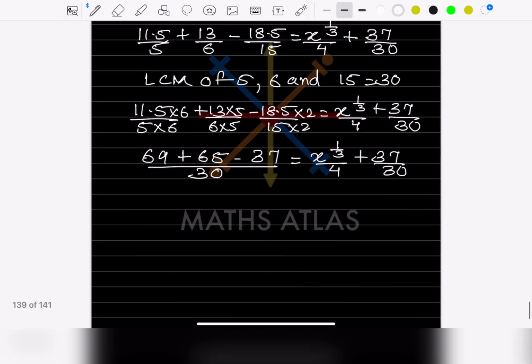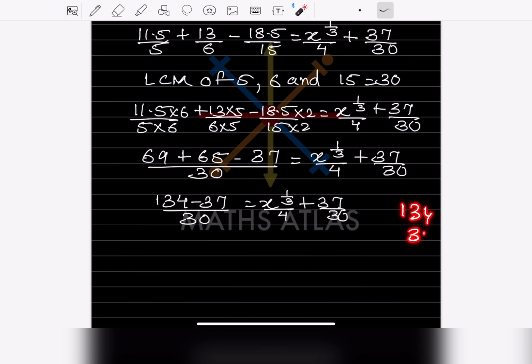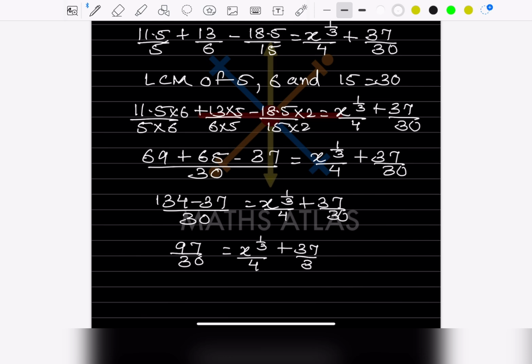So now what will you do first? We are going to add this one. So that is going to be 66 plus 65, so that is going to be 131. So 131 minus 36 by 30 is equal to x raised to 1 by 3 by 4 plus 37 by 30. So here this is going to be 95, so 95 by 30 is equal to x raised to 1 by 3 by 4 plus 37 by 30.